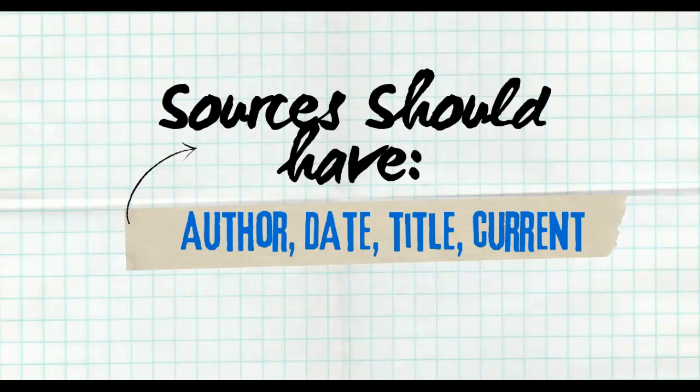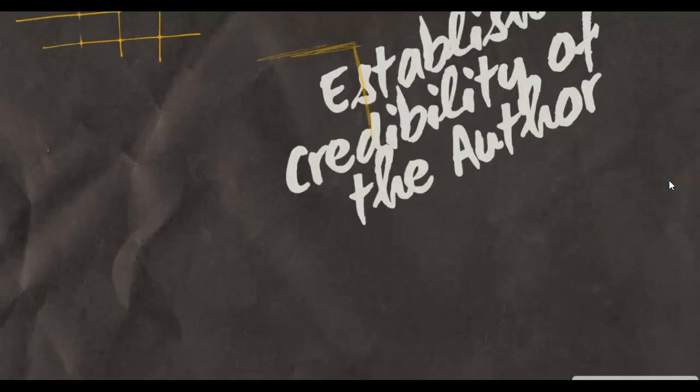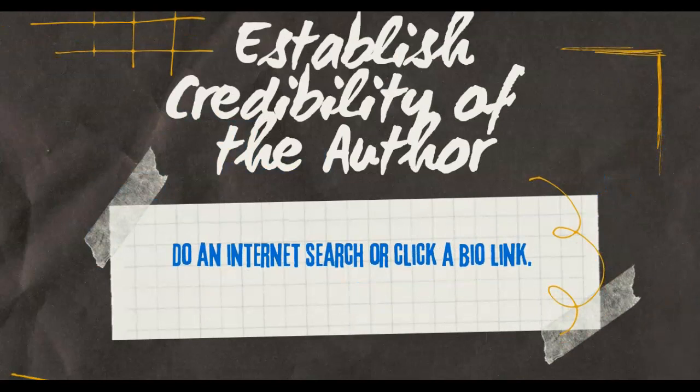Now, current can mean different things depending on what your subject is. Current might be within the past year, if it's the medical field. If it's a different field like engineering, it could be several years depending on what's changed. So you just really have to be mindful of the information that you're using and how current does that actually need to be. Another tip, establish credibility of the author.